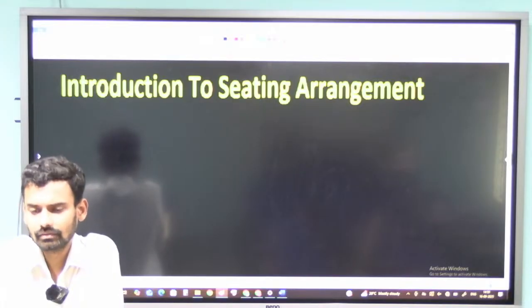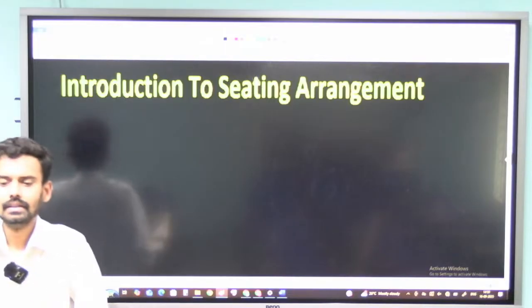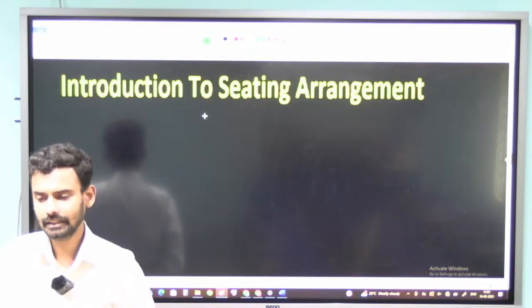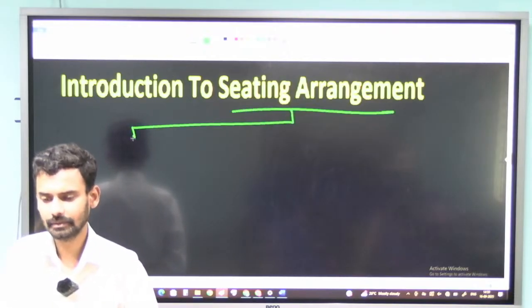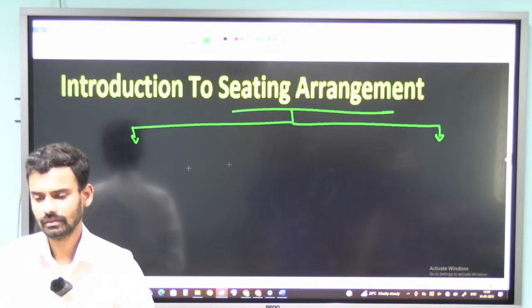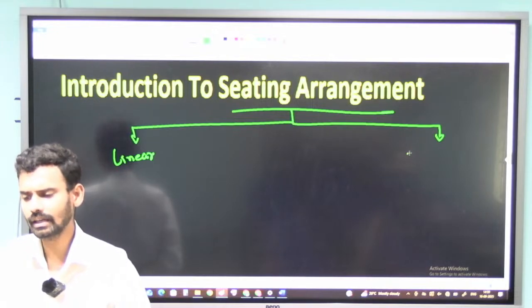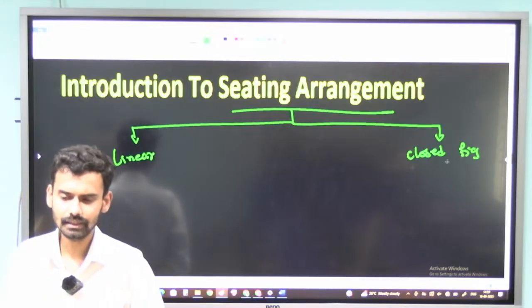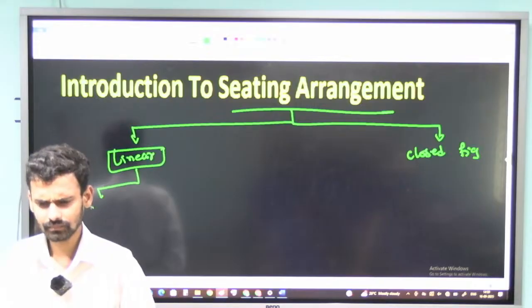In this class, we will be seeing the introduction to seating arrangement, some concepts that are related to seating arrangement. First thing, in seating arrangement, there are two types of seating arrangements. One is linear seating arrangement, the other is circular seating arrangement. It can be called closed figure seating arrangement.